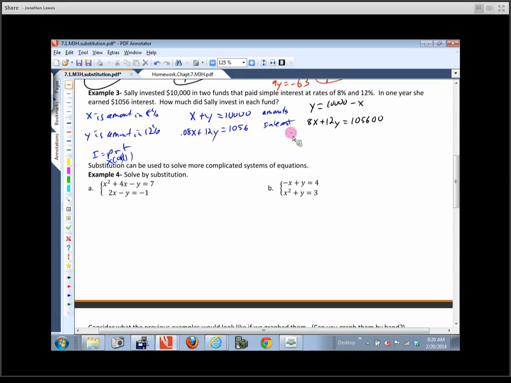And this is really important. 8x has to go in parentheses. 10,000 minus x. 105,600.